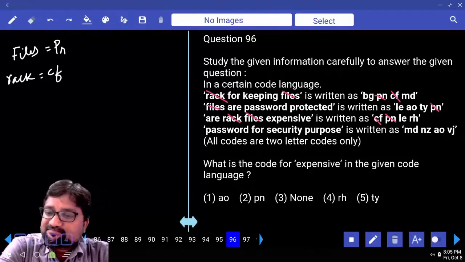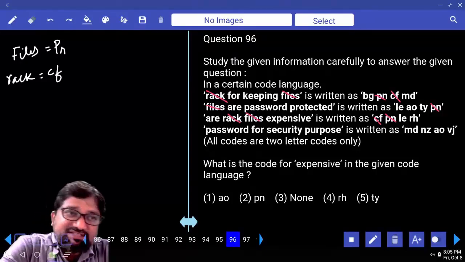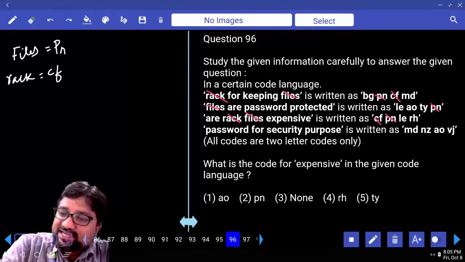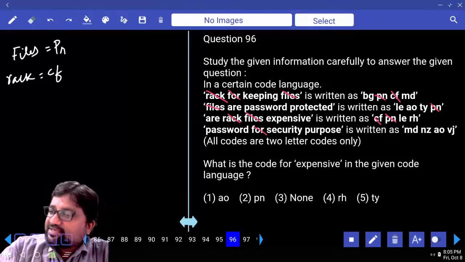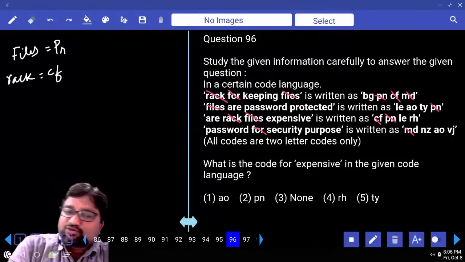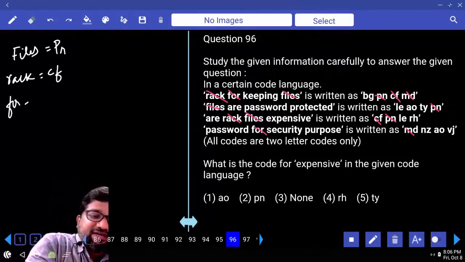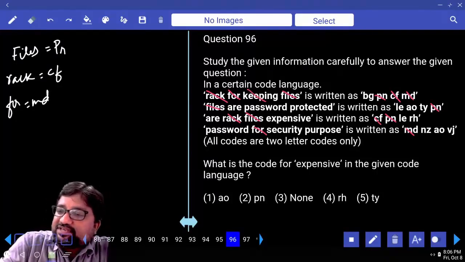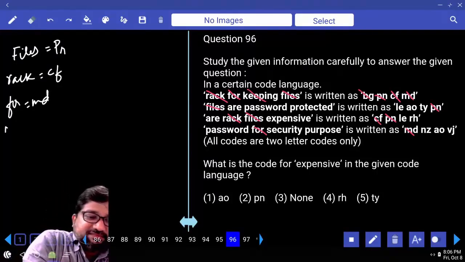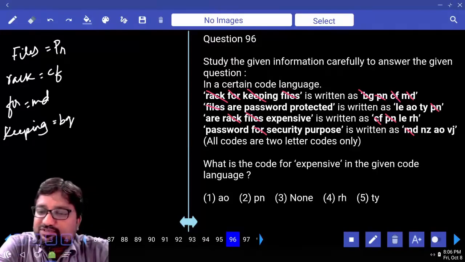Yes. Next, for. Do you see for anywhere else? First and for. For keeping. BGMD. Only one code is common, MD. So for is equal to MD. Keeping is obviously equal to BG.